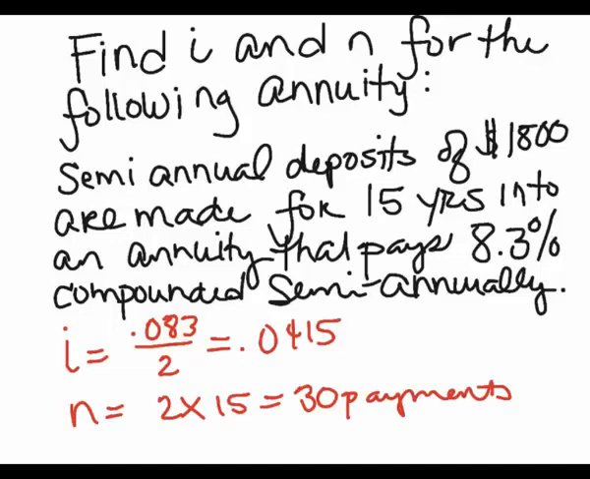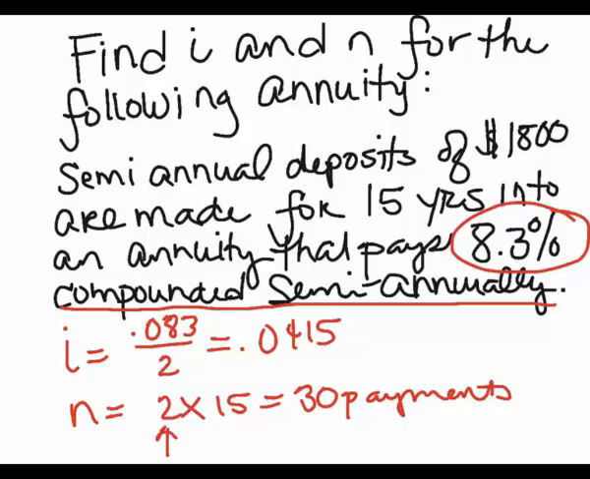All right, this is what you should have got. You should have changed your percentage into a decimal, which means you moved it over twice, so 0.083 divided by 2, because compounded semi-annually means you're making 2 payments a year, and also interest is occurring 2 times a year. So 0.083 divided by 2 is 0.0415. Then to find N, which is the number of payments, you're making 2 payments a year because you're making semi-annual deposits for 15 years, so that's 30 payments total.